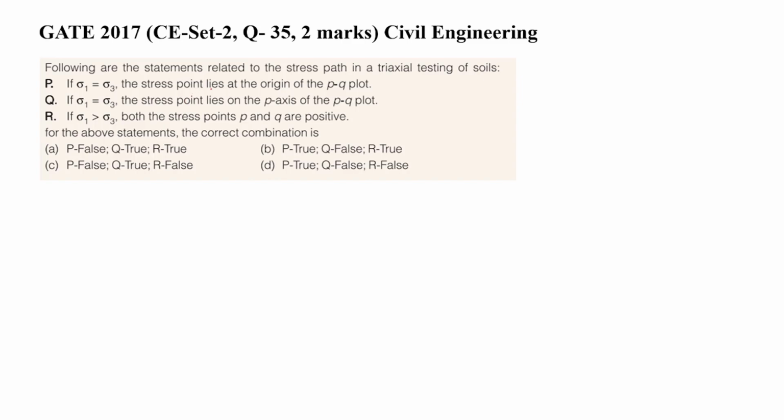Following are the statements related to the stress path in a triaxial testing of soils. P, Q, R, there are 3 points. For the above statements, the correct combination is. So, what are the statements? P: If sigma 1 equal to sigma 3, the stress point lies at the origin of the PQ plot. Q: If they are equal, the stress point lies on the P axis of the PQ plot. R: If sigma 1 greater than sigma 3, both the stress points P and Q are positive.